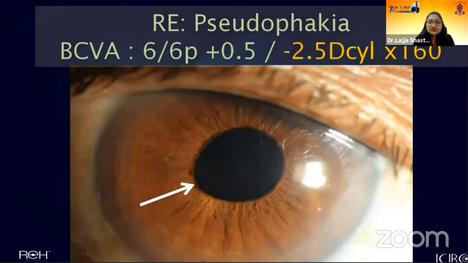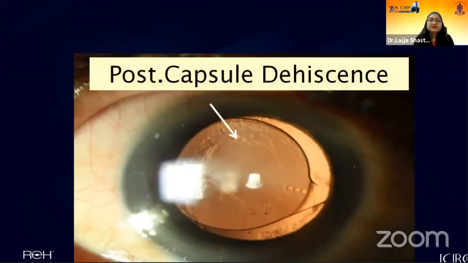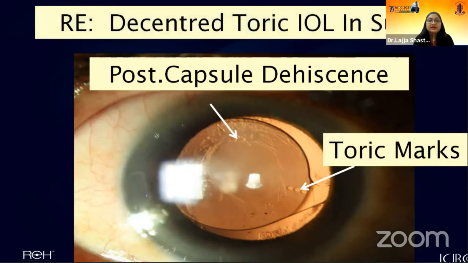However, it was this notch in the pupillary area which made me a little suspicious, and sure enough, on dilatation, we find that there was a PCR. The lens was in the sulcus, but more importantly, it was a toric lens. So what we have here is a decentered toric lens in the sulcus causing a significant residual refractive error.